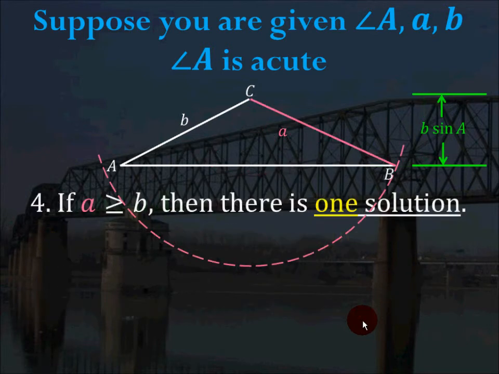Possibility 4, if you have an acute angle and A is longer than side B, then you're only going to have one solution. And if you take a look at how this hinge works, if you try to swing it all the way around to the other side, it's too long. All right, so that's how this works. What if we have an obtuse angle?